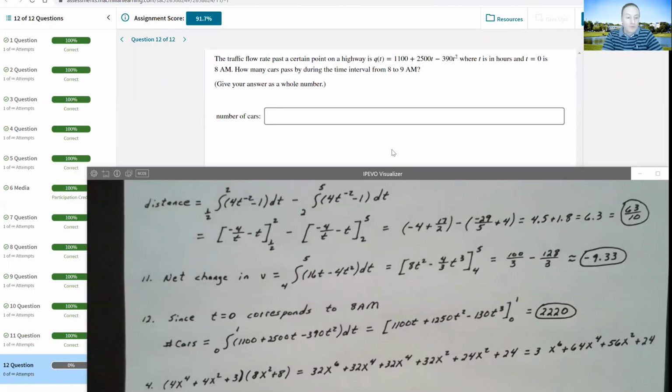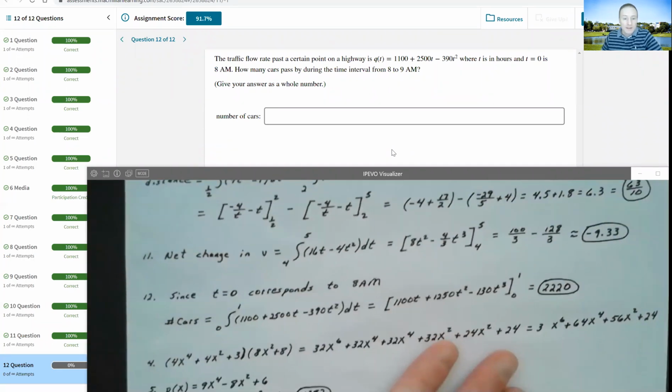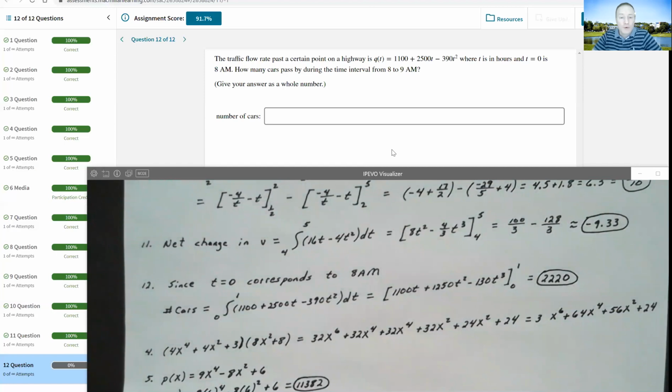Now, for the last one here, it says that the traffic flow rate past a certain point on a highway is Q of t equals 1100 plus 2500t minus 390t squared, where t is in hours and t equals 0 corresponds to 8 a.m. How many cars pass by during the time interval from 8 to 9 a.m.?